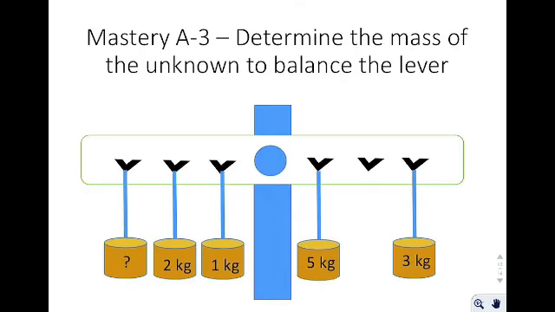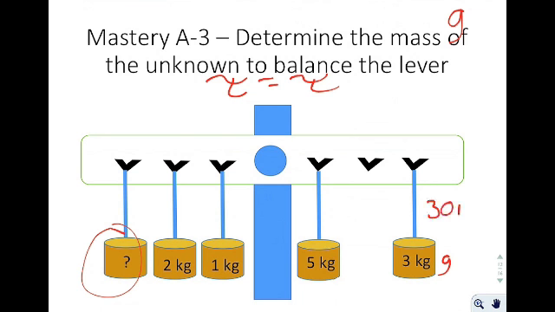The last example says determine the mass of the unknown to balance the lever. So I've got an unknown right here, and once again, when we're talking about balance, we're saying that torque has to equal torque. So at this point, we're going to use gravity as 10, and it's actually not going to matter because gravity is going to be in each expression. So you could use 9.8, you'd get the same answer. So at this point, we want to see the force that's exerted. We do mass times gravity. So in this case, I'd have a force of 30 newtons. In this case, I'd have a force of 50 newtons. In this case, I'd have 10 newtons. In this case, 20 newtons.